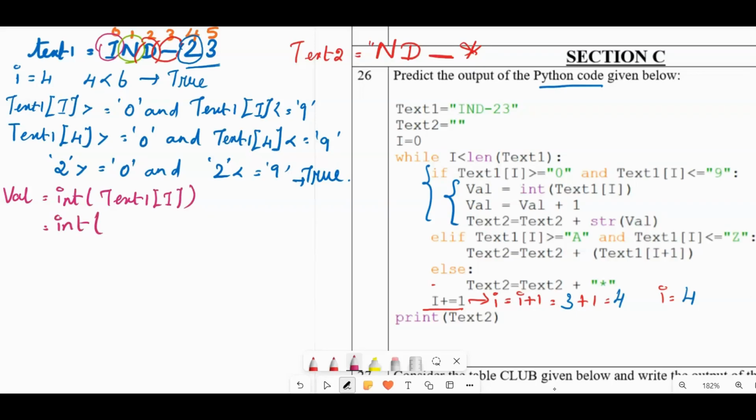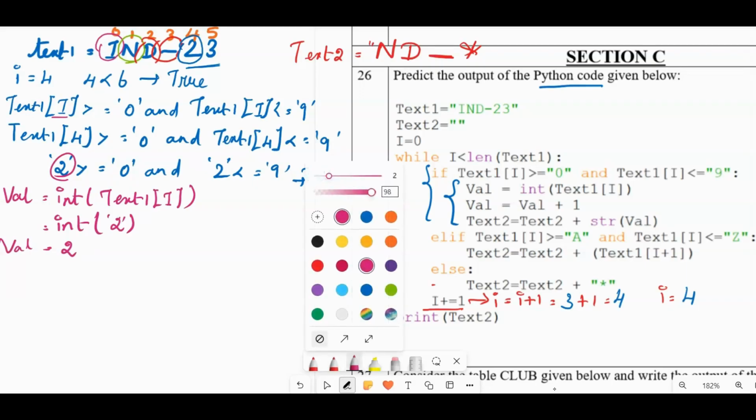What is text 1 of I? Text 1 of I is 2. Okay, we are having 2 as text 1 of I. So this string 2 is converted into a value here now. Now val is equal to 2.